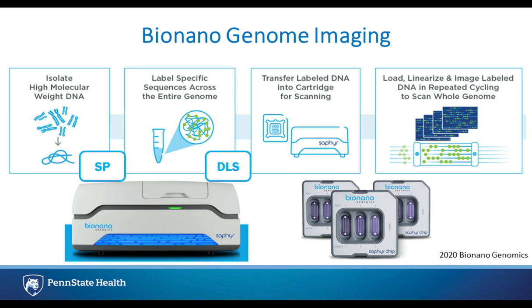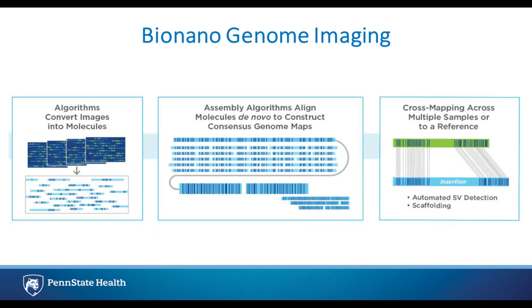They're then loaded onto the Bionano Saphyr instrument, which you can see in the bottom left, which takes multiple images of the DNA as it passes through, with repeated cycling to scan the genome. Algorithms then convert these images into digital molecules, which are overlapped to create consensus genome maps of your sample. These are then compared to a reference, like the hg38 human reference, in order to detect structural variants like insertions, deletions, translocations.